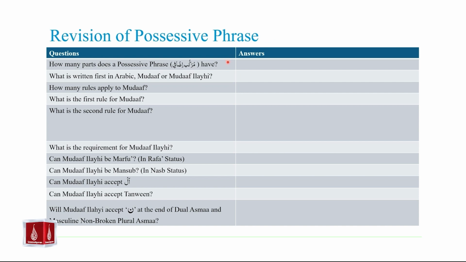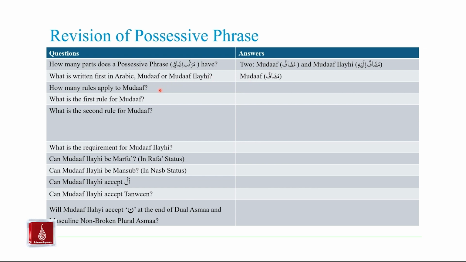Let us do some revision of possessive phrase and try to answer these questions. How many parts does a possessive phrase or murakkab izafi have? 2. A murakkab izafi will have two parts, mudaf and mudaf ilay. What is written first in Arabic, mudaf or mudaf ilay? Mudaf is written first and it is followed by mudaf ilay.